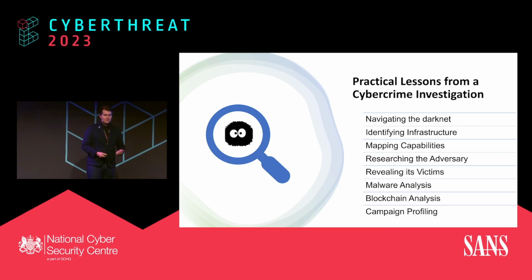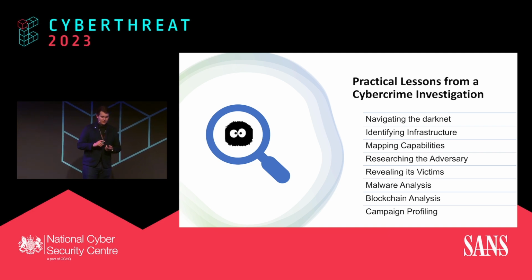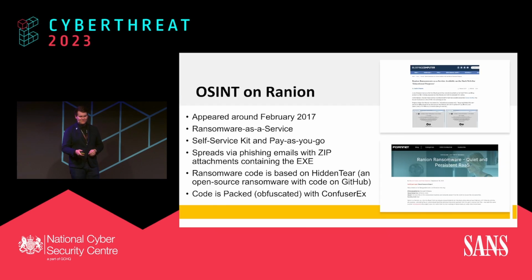So we're going to be navigating the darknet, breaking it down into the four quadrants of the diamond model: adversary, infrastructure, capabilities, and their victims, and figuring out how to find that information. And then also doing a bit of malware analysis, a bit of blockchain analysis, and overall campaign profiling. So each level of intelligence: strategic, tactical, and operational as well.